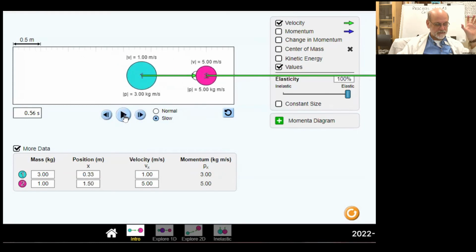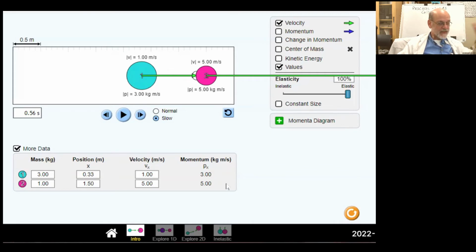Okay, I'm going to stop it. Okay, now we can look at the values. All right, so what's the velocity for a mass 1 now? Mass 1 is 1 meter per second. Put that in your table. Velocity for 2 is 5 meters per second. And then you look at the total, 3 plus 5 is 8. So you put 8 in the total for after collision. And as it turns out, 8 after collision equals 8 before collision.